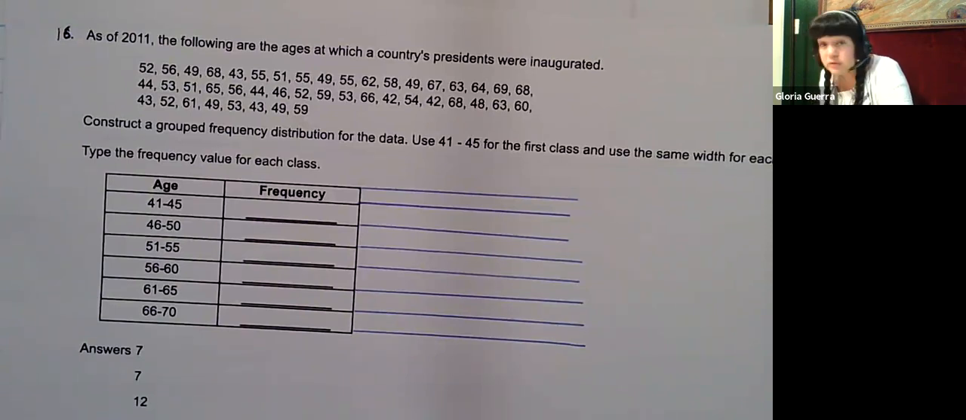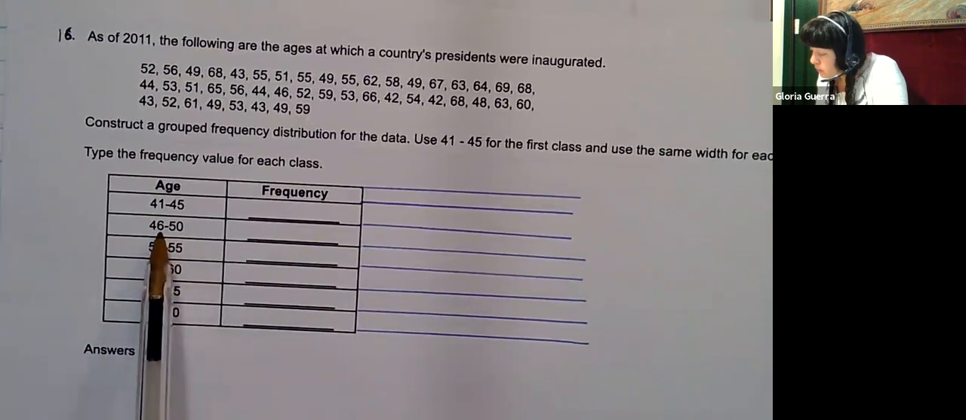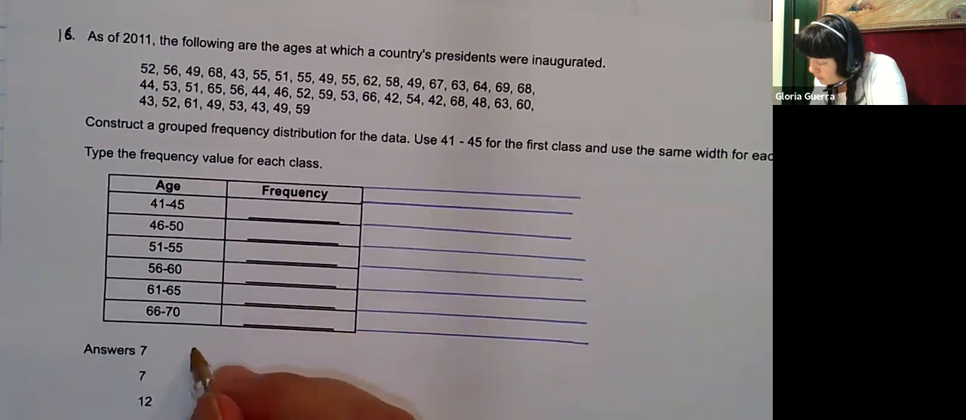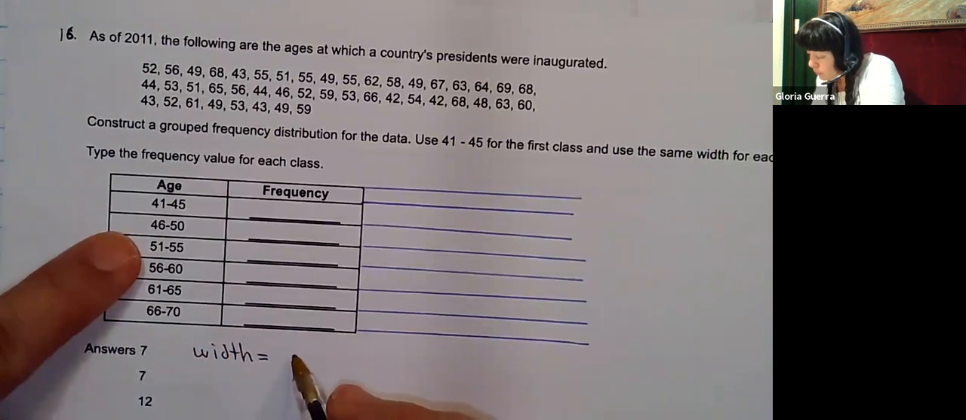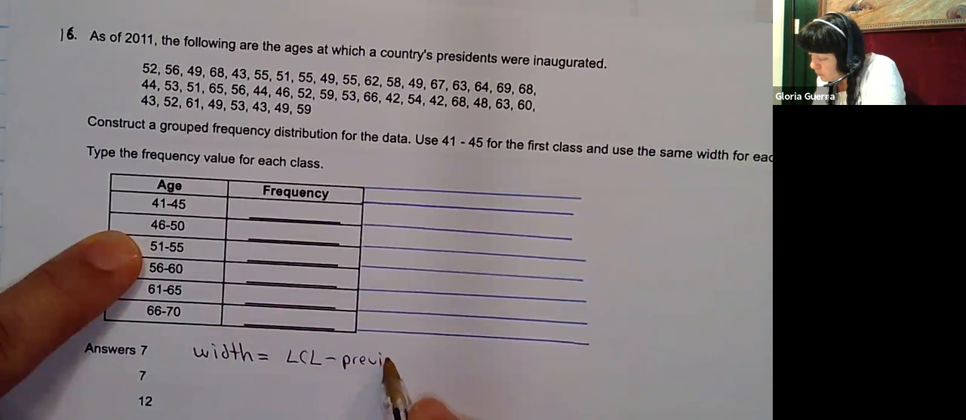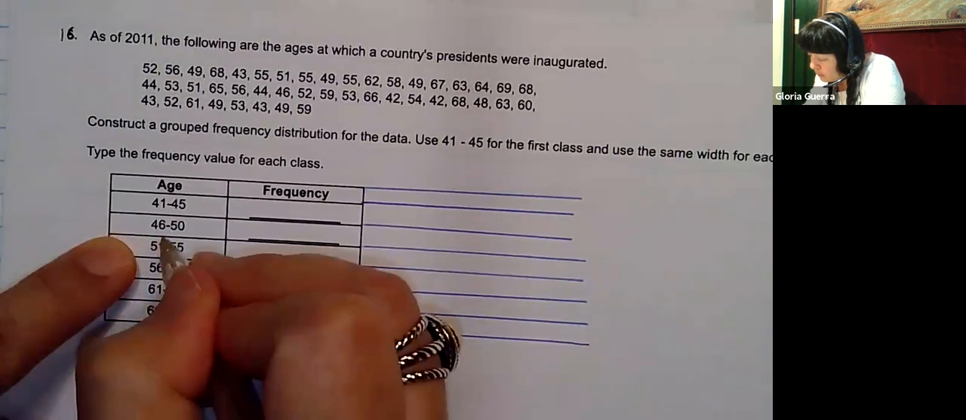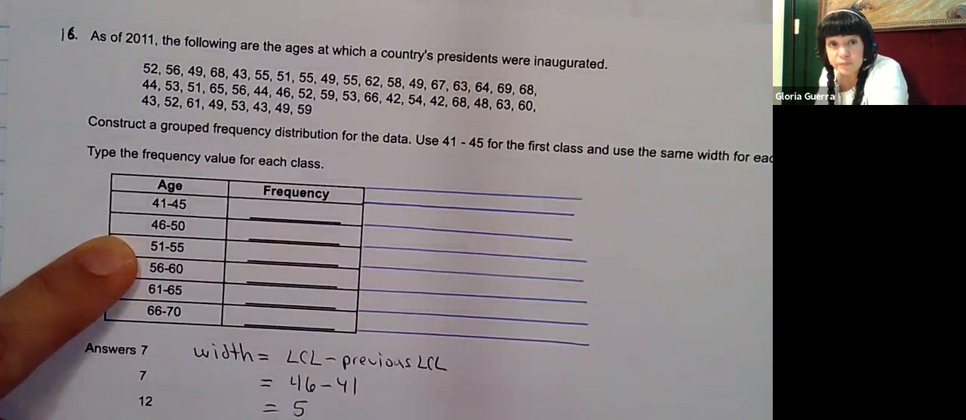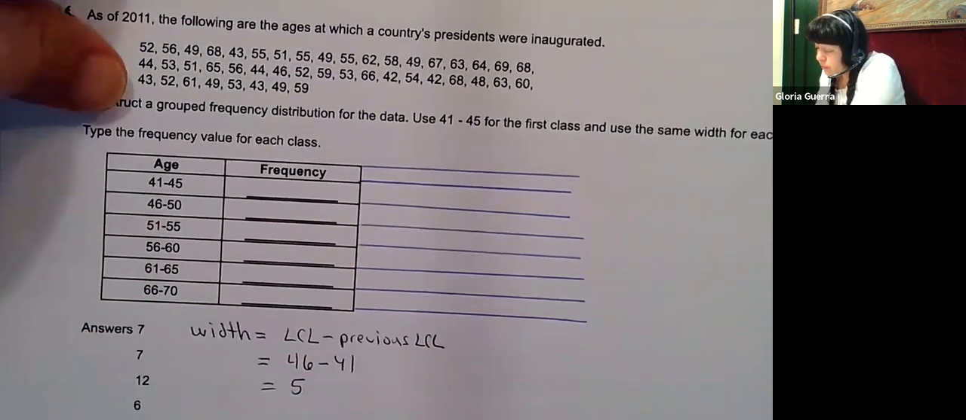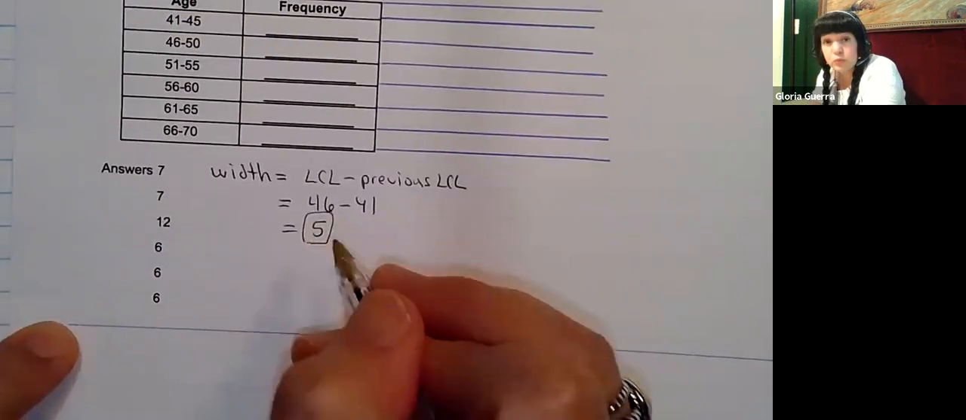The good thing is it looks like they set up the other subsequent classes, but if I were just to check the width, I would do lower class limit minus previous lower class limit. So this would be 46 minus 41, which is 5. And each width should be 5.